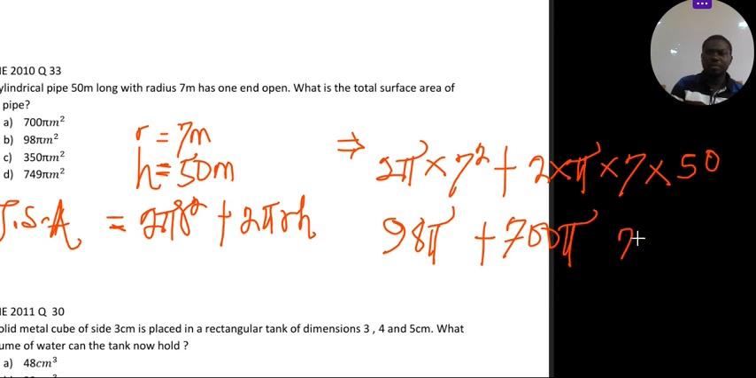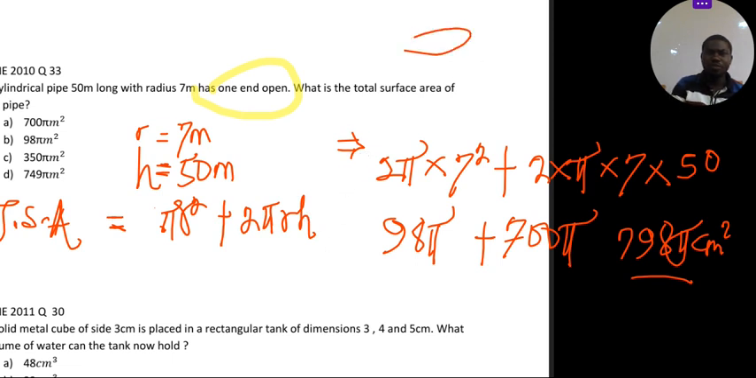Okay, that's 798 pi cm squared. Now, the formula I've used here is for when both ends are closed. But here we are told that one end is open, so we need to take note of that. One end open. So it means the formula becomes pi r squared, because one of the circles will have been removed. We have explained that in our previous lessons. So one of the circular parts is removed, so that becomes pi r squared plus 2 pi r h.